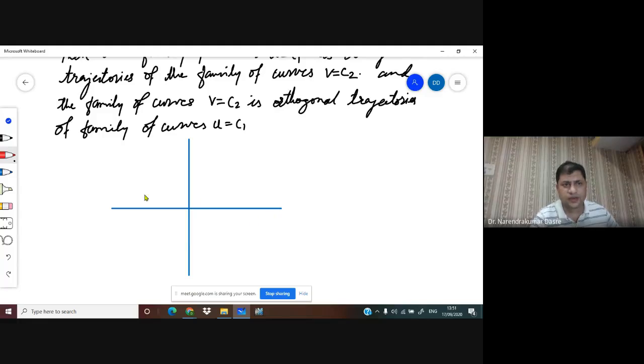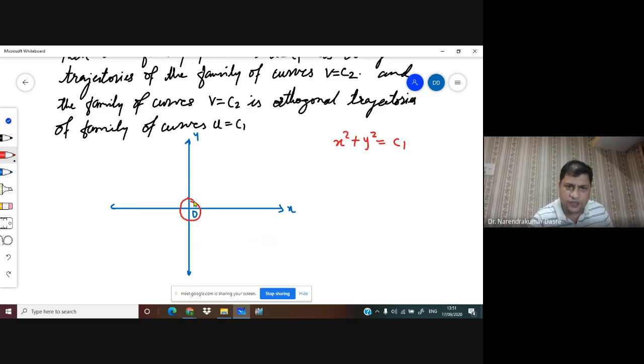So I'm having one family of curves, and the other family of curves. This is the x-axis, this is 0, this is y. I'm considering the one family of curves. So we can have x square plus y square is equal to c1.